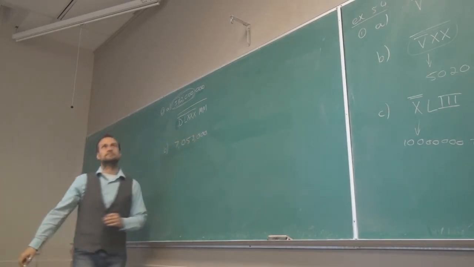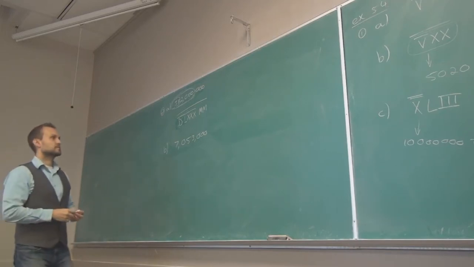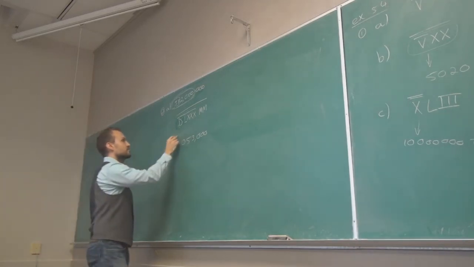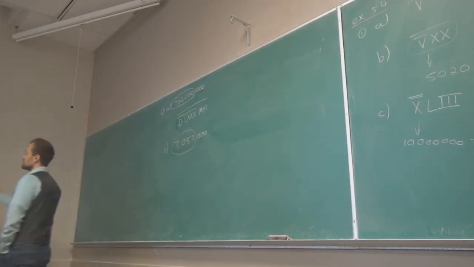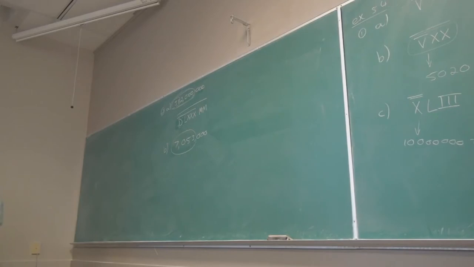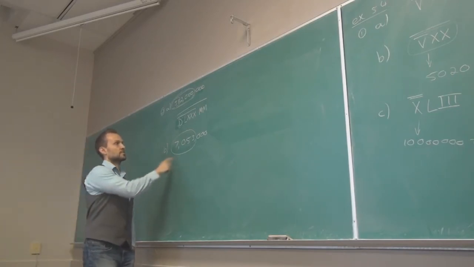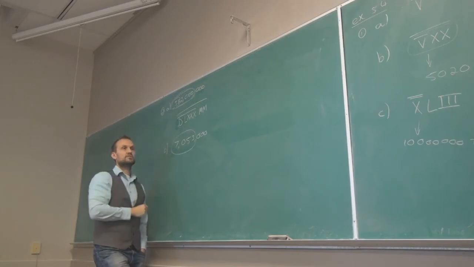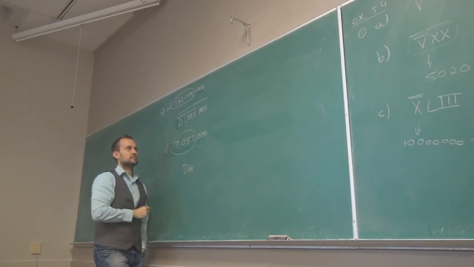7,053,000. The only way through this is just practice, practice, practice. 7,053,000. So what am I going to do? I'm going to look at this first, because I know those extra three zeros will just be multiplying by 1,000. Take the circle, multiply it by 1,000, and then I'll be done. So look at the circle first. 7,000, that's 5,000 and 2,000.